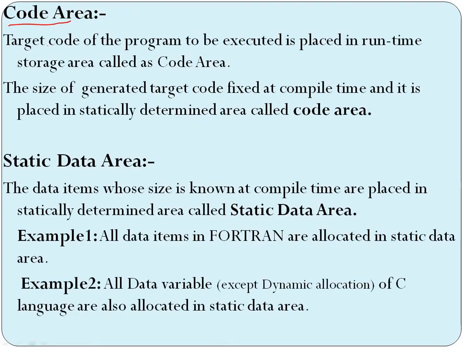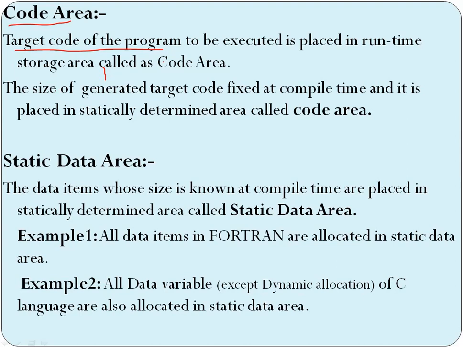What is code area? The target code of the program to be executed is placed in a runtime storage area called code area. That means when you are executing a C program, the exe file is loaded from disk into the main memory space. That memory space is called code area. After that, the processor can fetch each instruction from this code area, interpret the meaning, and execute each operation with the help of CPU.